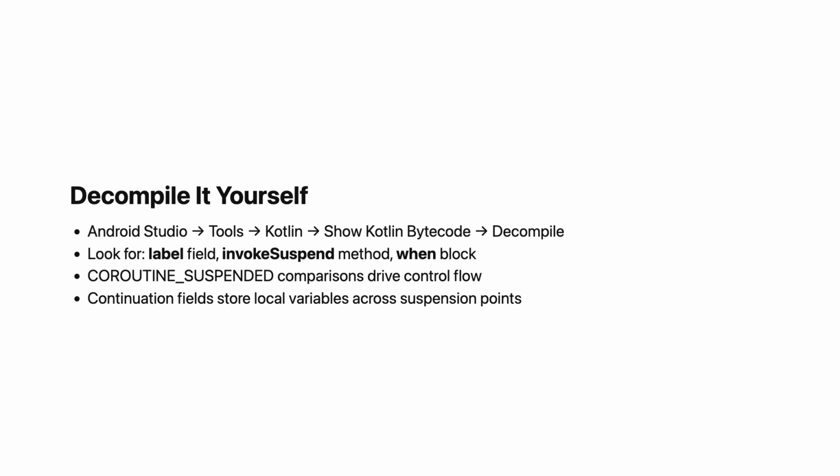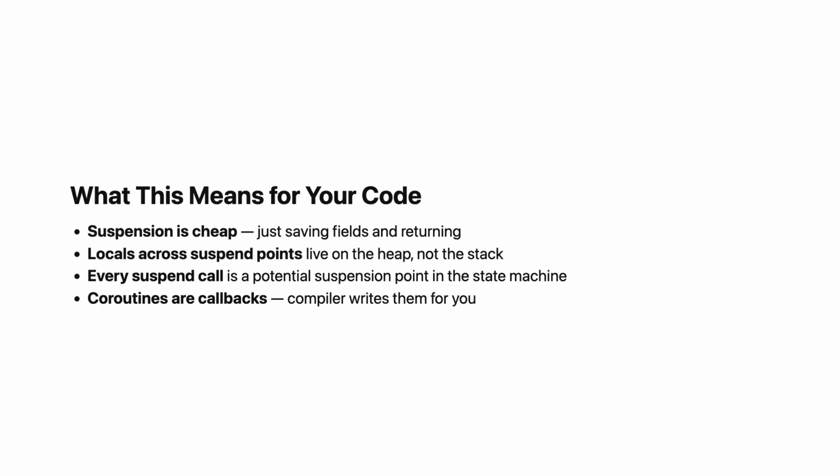Understanding the compiler transformation changes how you think about several things. First, suspension is cheap. There is no heavyweight operation happening when you call delay or withContext. It is just saving a few fields and returning. Do not be afraid to suspend frequently. Second, local variables across suspension points are not on the stack. They are on the heap, in the continuation object. This means they survive even when no thread is running your code.